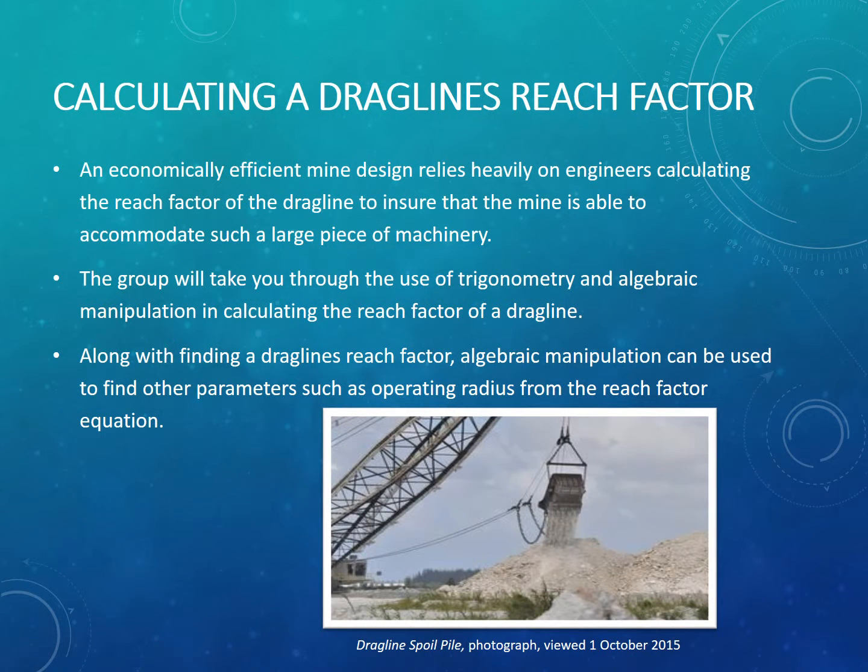A major factor of a dragline that needs to be considered is the calculation of reach factor. An economically efficient mine design relies heavily on engineers calculating the reach factor of the dragline to ensure that the mine is able to accommodate such a large piece of machinery. As such, the group will take you through the use of trigonometry and algebraic manipulation in calculating the reach factor of a dragline. Other parameters such as the operating radius can also be found from the following equations.